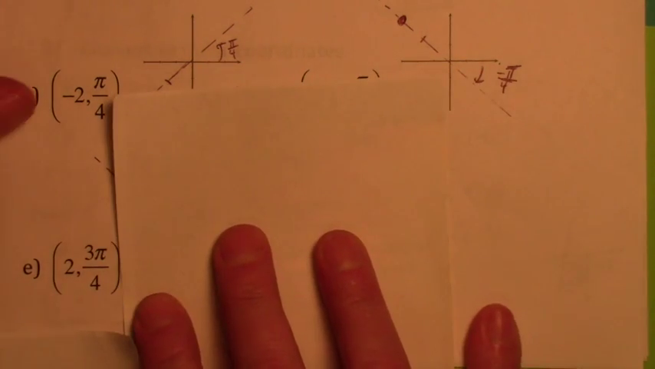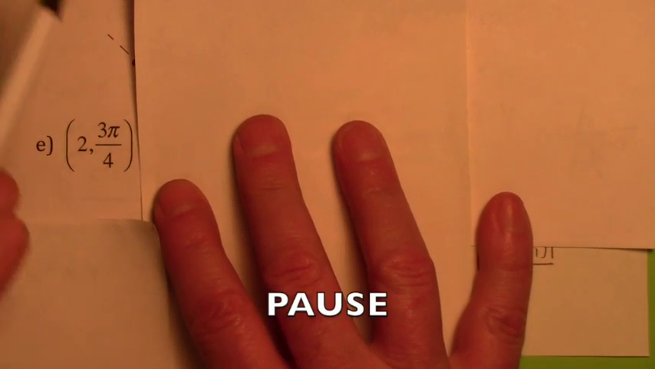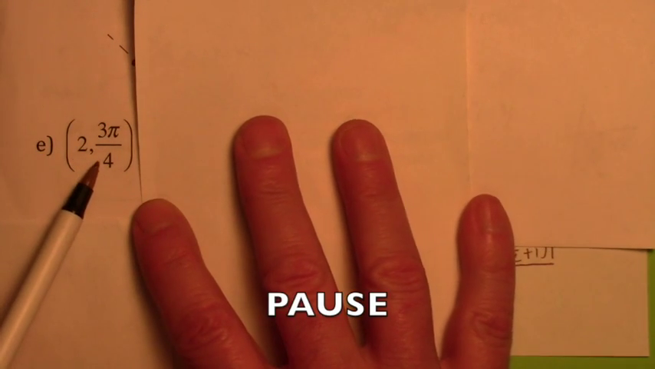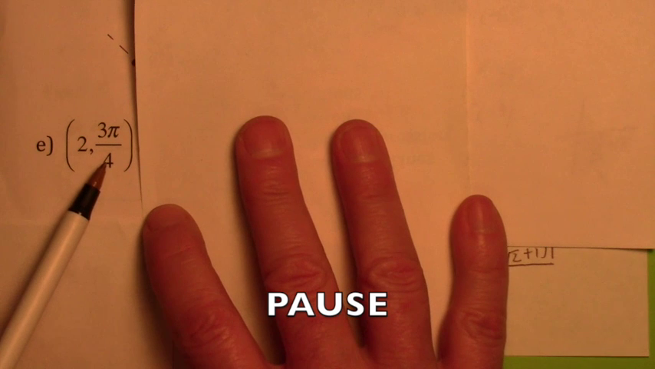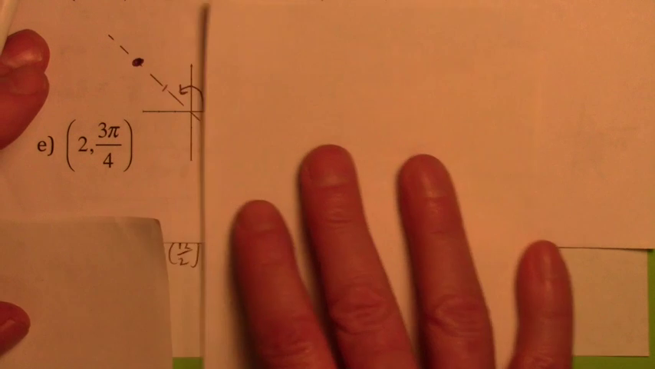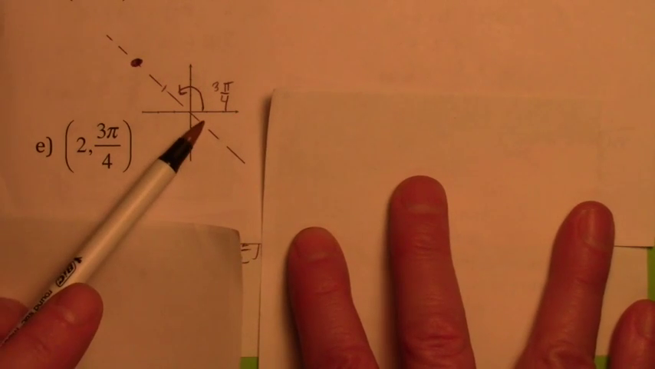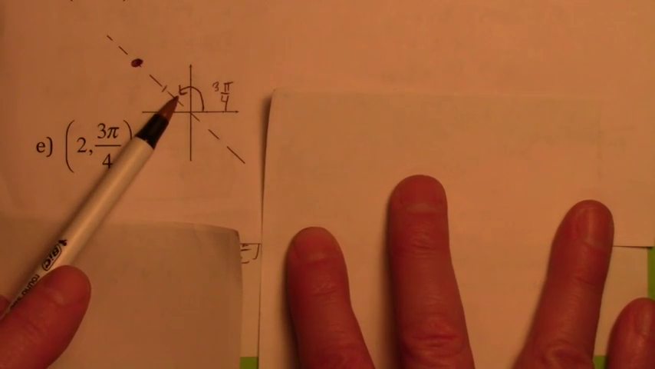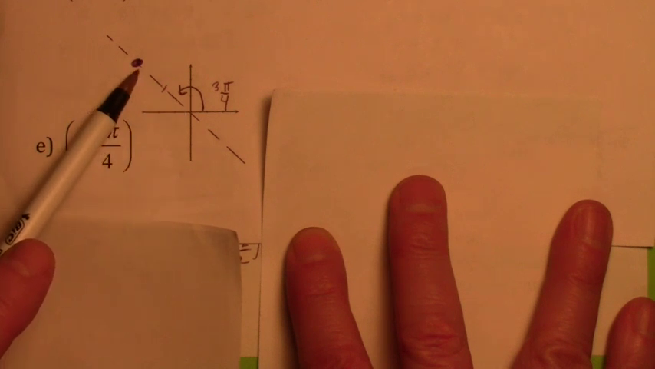Why don't you try this one here? See if you can plot this point: 2 comma 3 pi over 4. Hit the pause button and try this one. Okay, so you rotate counterclockwise 3 pi over 4, and then r is positive, so you extend along the terminal side of theta.